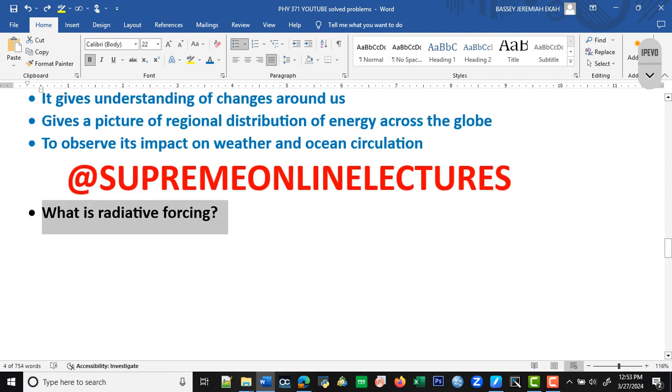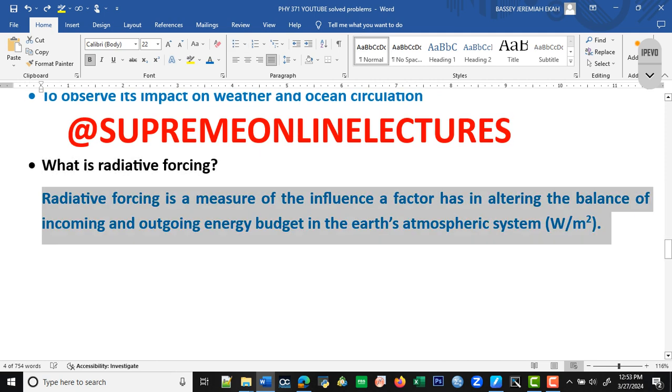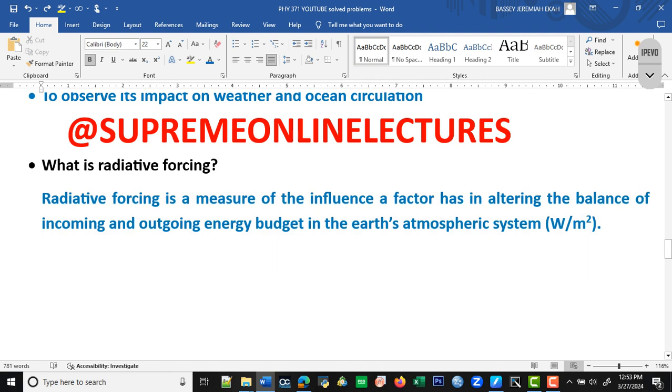The next question here says, what is radiative forcing? Radiative forcing is a measure of the influence a factor has in altering the balance of the incoming and the outgoing energy budget in the atmospheric system.